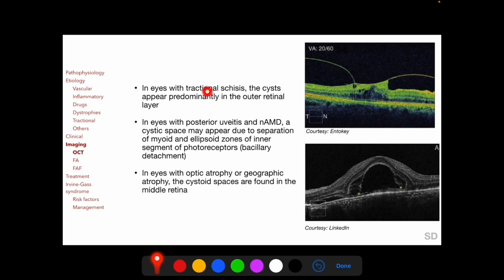In eyes with tractional schisis, the cysts appear predominantly in the outer retinal layers, and in eyes with posterior uveitis and neovascular AMD, a cystic space may appear due to separation of the myoid and ellipsoid zones of the inner segment of photoreceptors, and this is termed as bacillary detachment, as seen here in this OCT, with this layer representing the outer segment and the ellipsoid zone of the inner segment of the photoreceptors.